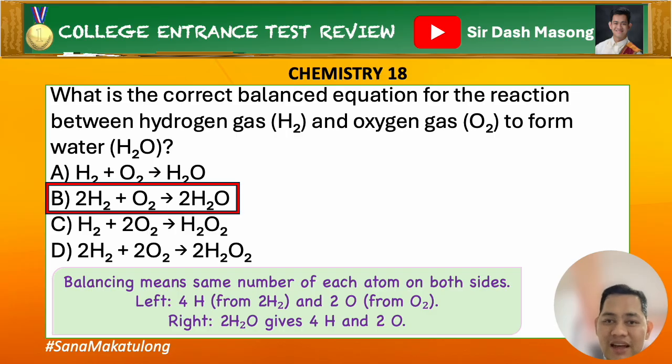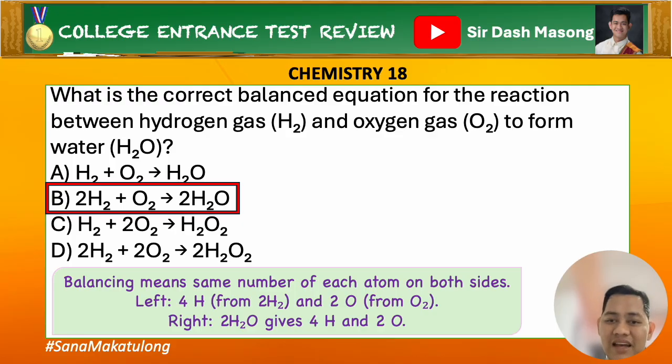Okay, tingnan natin. Letter A, wrong. It is unbalanced kasi yung left, meron siyang dalawang H and dalawang O. Yung right naman, dalawang H and 1 O lang. So, yung oxygen atoms are not balanced. Letter C, wrong din kasi yung H2O2, again, is hydrogen peroxide. Hindi siya water, so different substance na yun. Also, unbalanced din siya pag chinek mo. Meron siyang 2H and 4O sa left, sa right naman 2H and 2O.